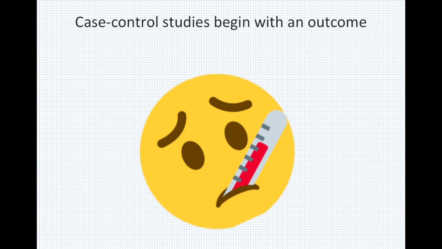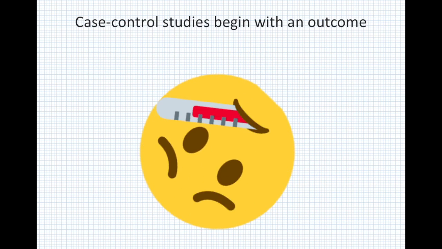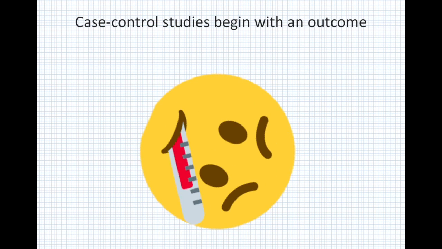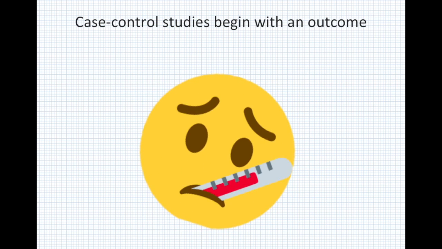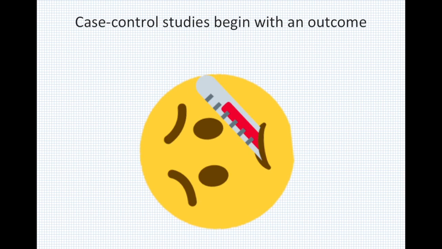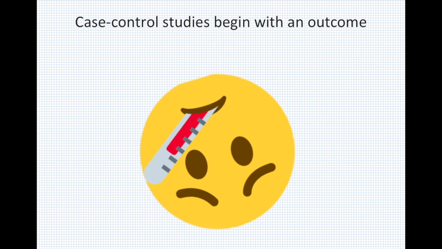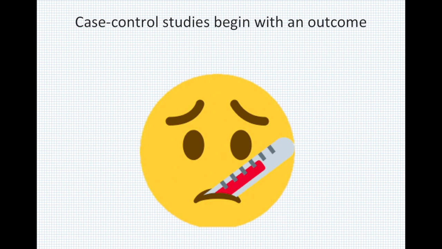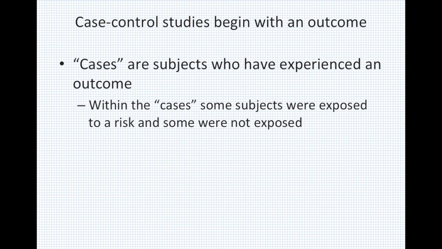So, contrary to cohort studies, which begin with an exposure, case control studies actually begin with an outcome. So, an investigator would identify their subjects based on an outcome and then trace backwards to find the exposure. Cases are defined as subjects who have experienced an outcome. Within the case group, some subjects were exposed to a risk and some subjects were not.